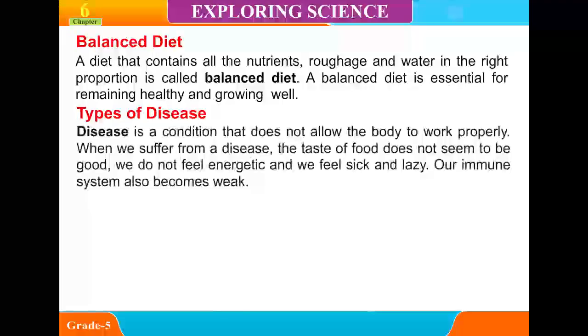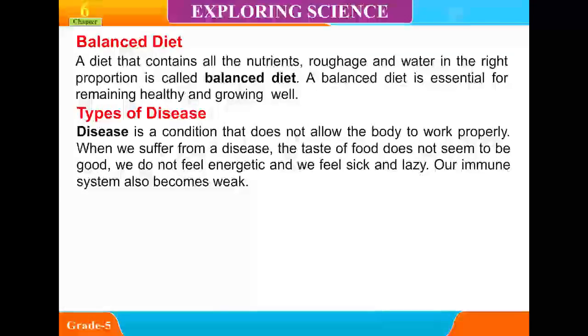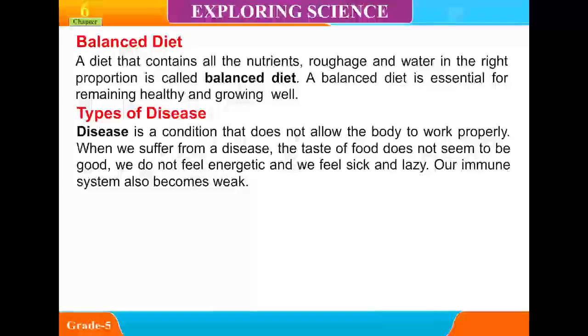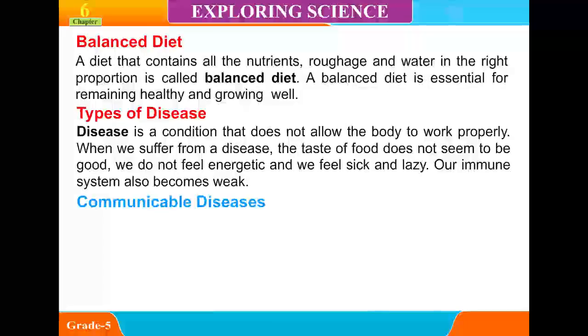Types of disease. Disease is a condition that does not allow the body to work properly. When we suffer from disease, the taste of food does not seem to be good. We do not feel energetic and we feel sick and lazy. Our immune system also becomes weak.